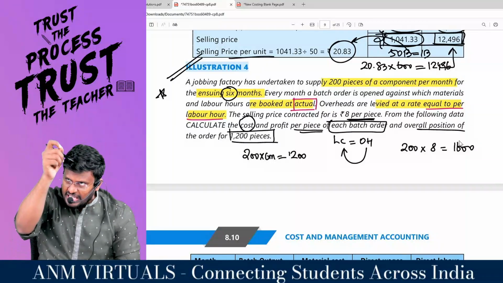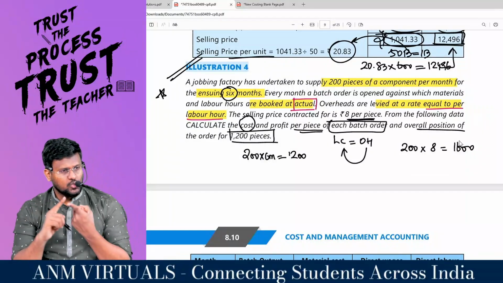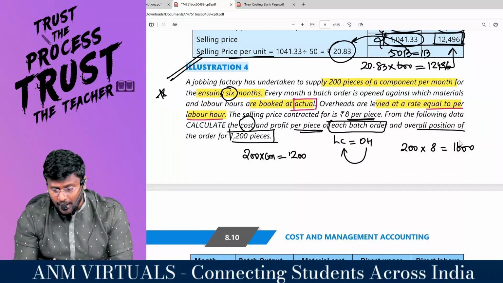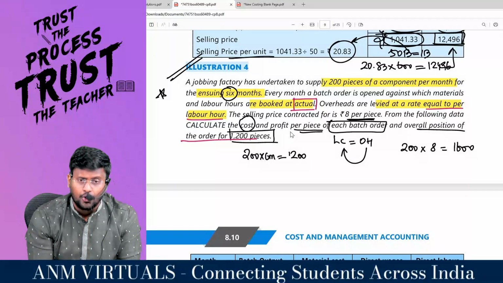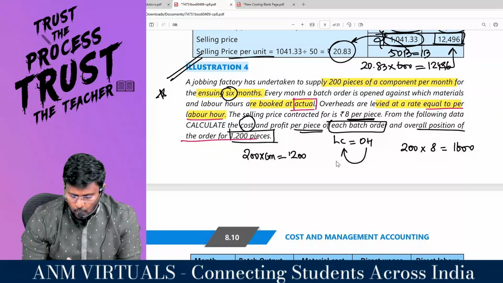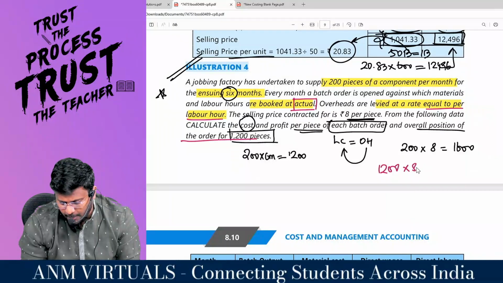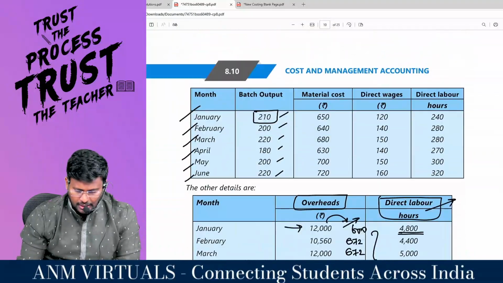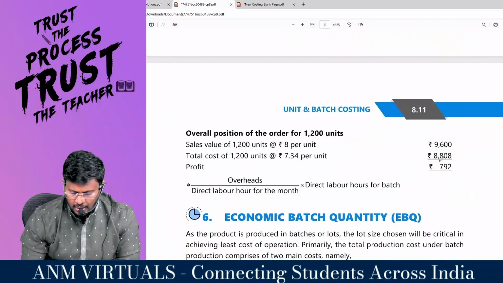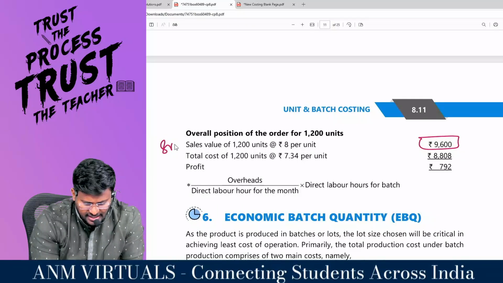That means from each batch in every month, what is the cost per unit? What is the profit per unit? And they want the overall position of the order for how many pieces? You tell me, this 1200 pieces, you would have sold every piece at how much? 8 rupees. So, calculator, 1200 into 8 comes to 9600. That will be the sales value.